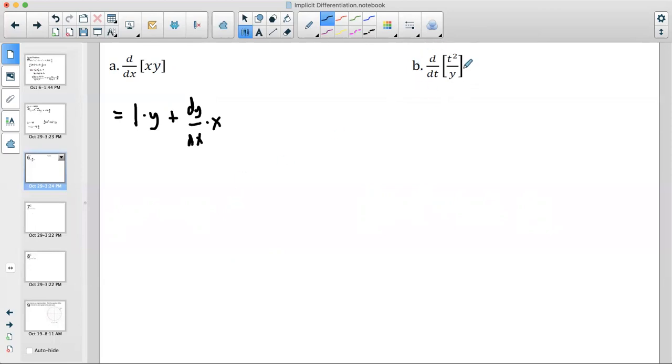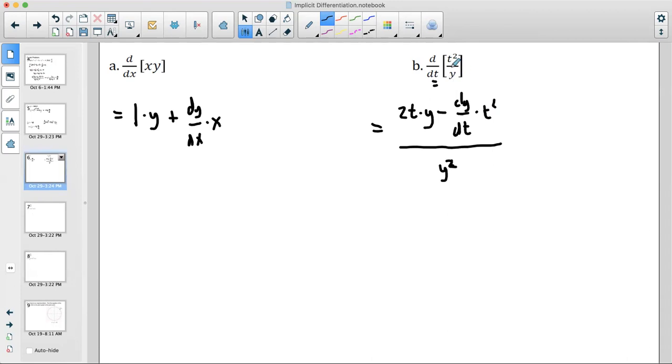We can do the same thing here. It's a little trickier in this one because you can see the variable I'm thinking about here is t. And so these t's are going to act like x's normally would because it's with respect to t. But this y, I have to think about that as a function of t. I don't know if it's a function of t or not, so I have to assume that it is. So I use the quotient rule because this is a quotient. The derivative of the top is 2t times the bottom, which is y, minus the derivative of the bottom, which is dy dx, or sorry, dy dt in this case, because the independent variable is t, times the top, which is t squared, over the bottom squared, which is y squared.